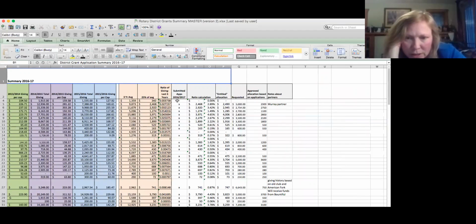And then right here in this submitted apps column, there's either an X or not. If a club did not apply for a grant, there's no X, and their amount doesn't get pulled out of the ratio calculation. So it only includes the clubs that actually apply. And it calculates for you what their ratio is and what their entitled allocation is.